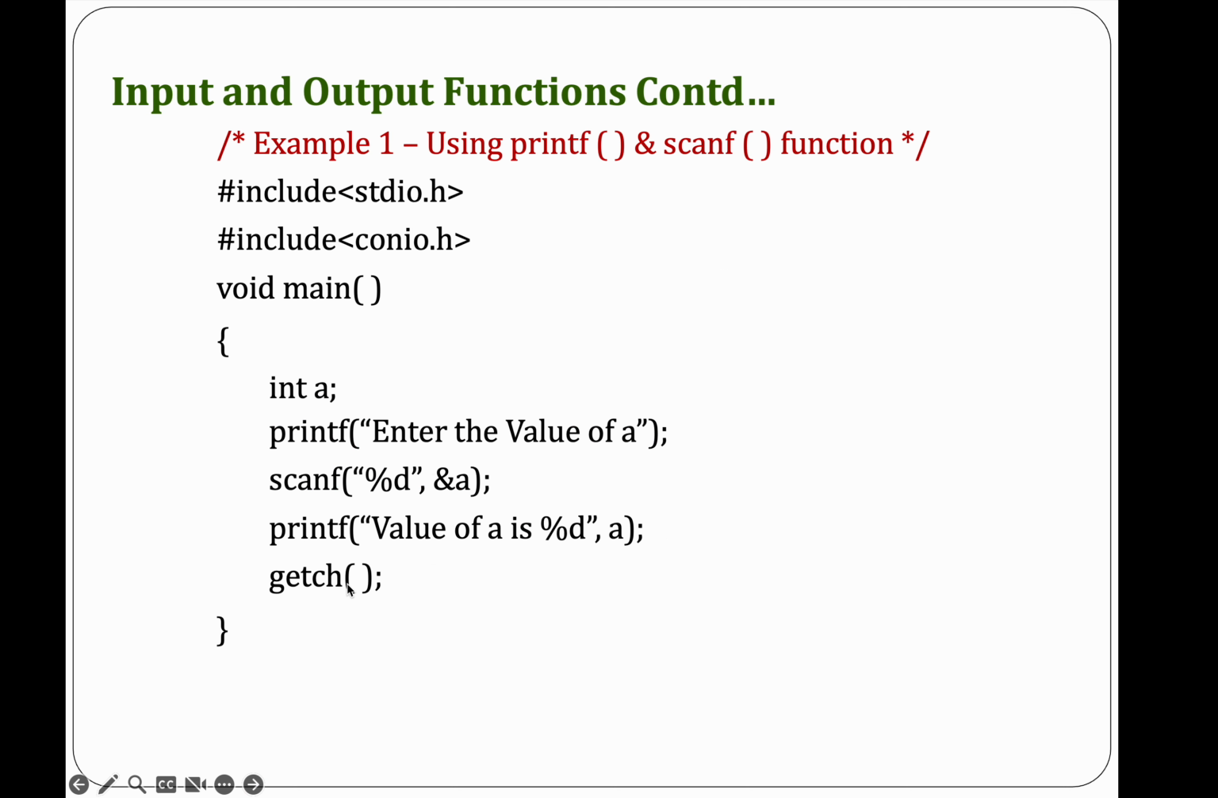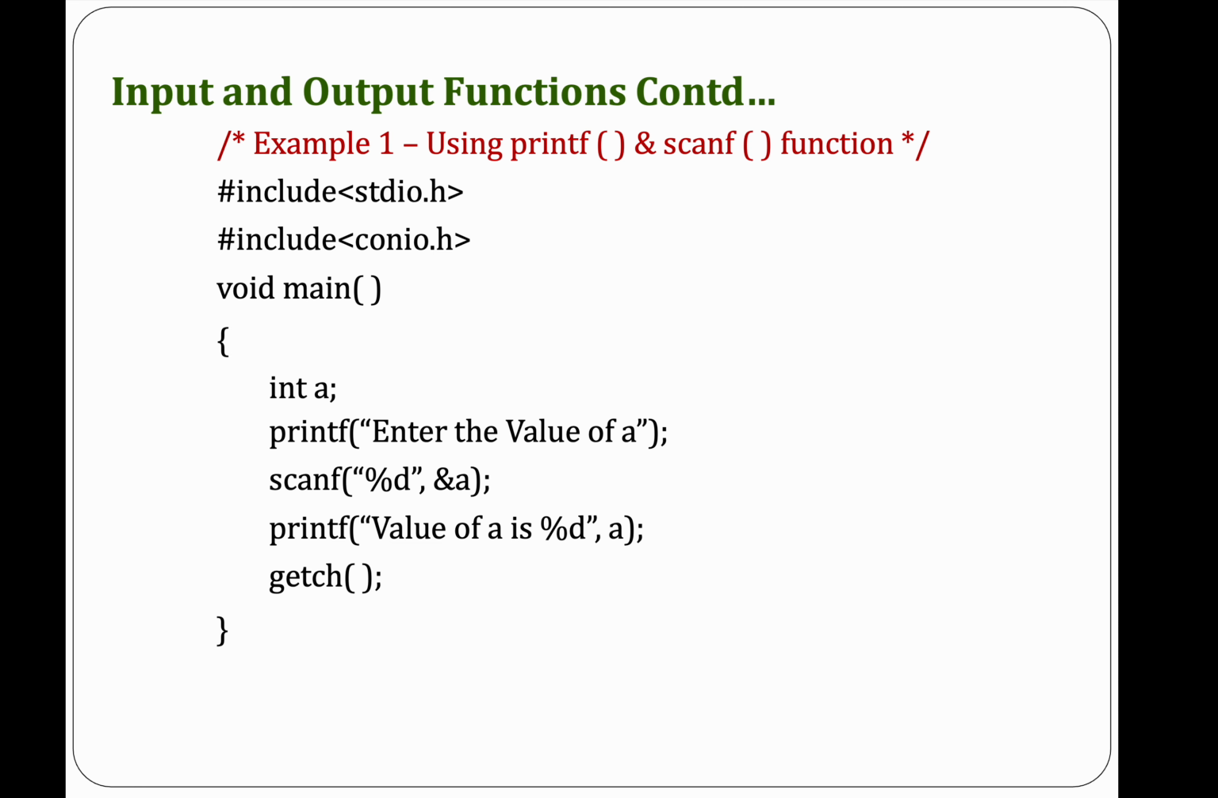Okay, next we'll see an example. In this example, I am using a printf statement as well as a scanf statement. The first two lines represent the header file, followed by the main function. I have declared one variable called a. The type of the variable is integer. I have not assigned any value to the variable a because I am going to assign a value through the scanf statement. So the next line, printf, in the double quotes I am just saying enter the value of a.